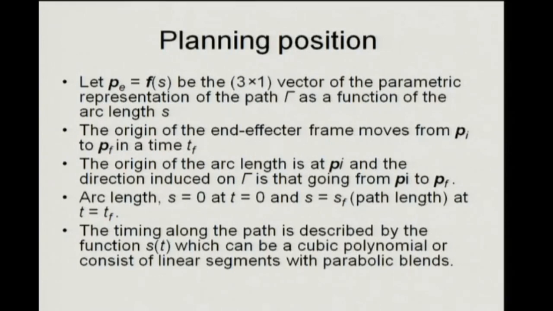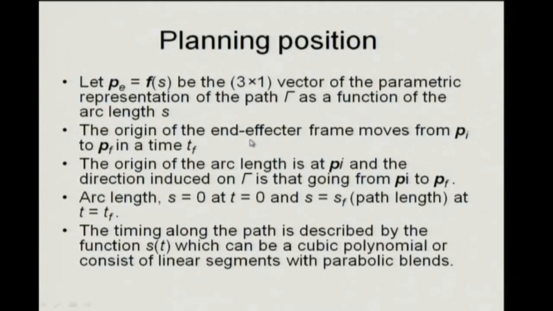So now we come to planning for the position. Again we get back to the 3 by 1 vector. Now we say that the origin of the end effector frame moves from pi to pf in time tf. And these are just formal definitions. We are going from pi to pf in the direction induced. Arc length s is equal to 0 at t equal to 0, and s is equal to sf at t equal to tf.